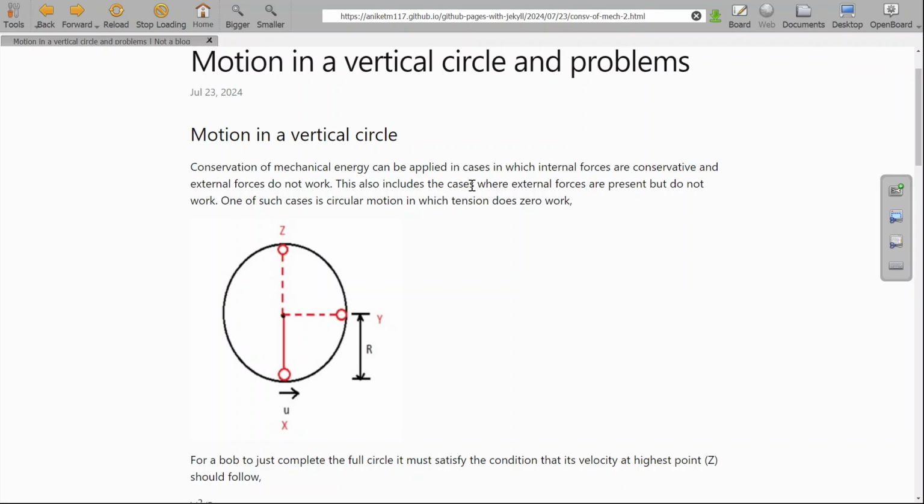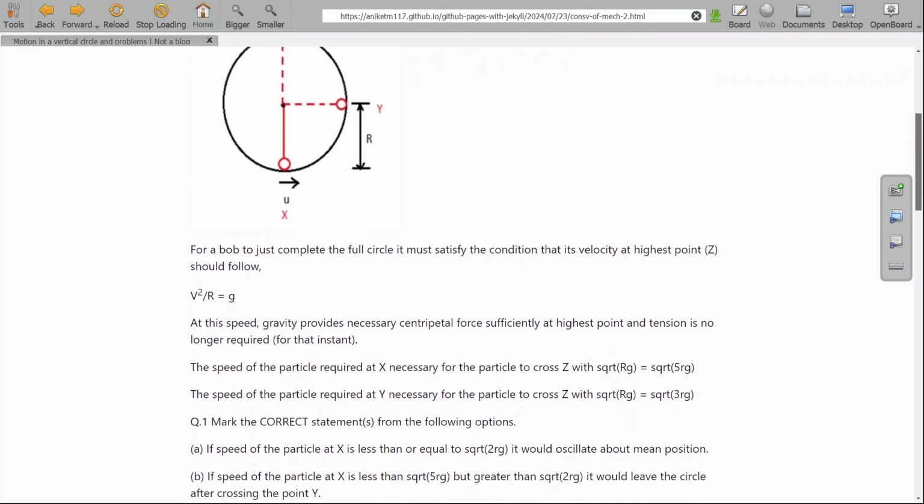So when external forces are present, here we are considering the mass and Earth system. The external force is the tension force. But the tension force does not do work, because we know that centripetal forces do not work when a particle is going in a circle. That's why we can apply conservation of mechanical energy. It is a very common case which is asked in exams.